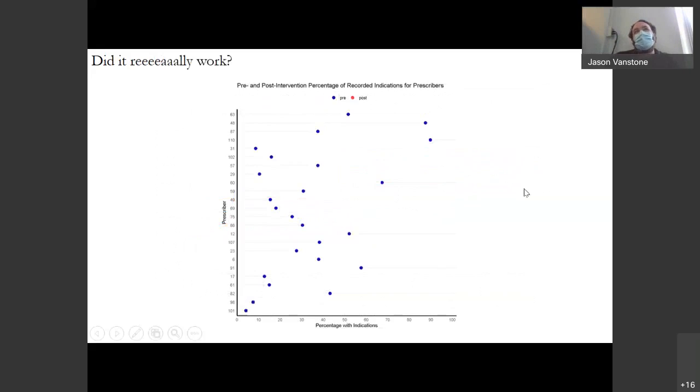And then the big question, when you look at that big picture data, is: did it really work? How many people are doing this? And like anything, when you're talking about an average, there is a range.